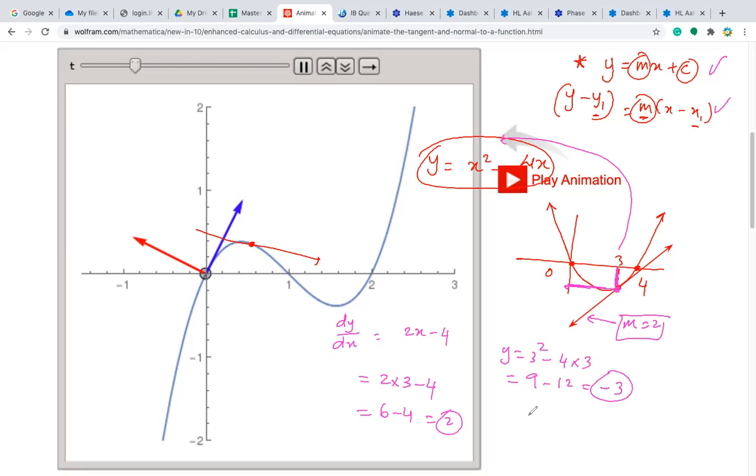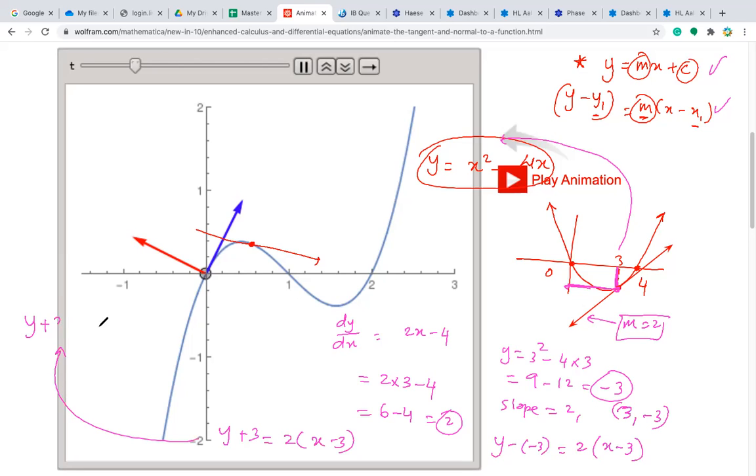So to find the equation, the slope is 2 and it passes through the point (3, -3). So you can write down the equation as y minus (-3) equals 2(x minus 3). That is nothing but y plus 3 equals 2x minus 6, and so y equals 2x minus 9.